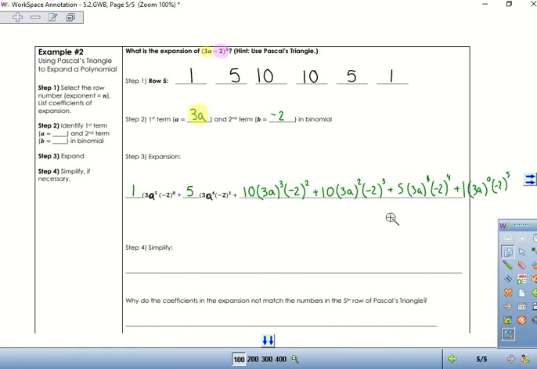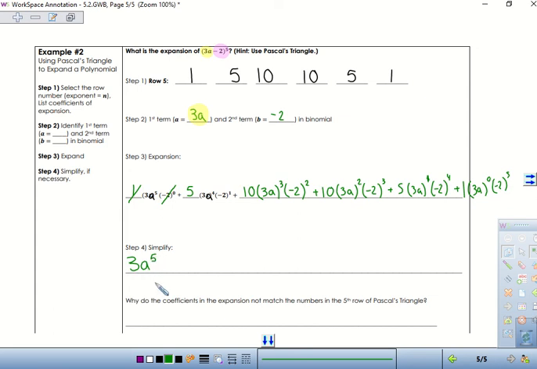So you're going to notice this one's a little bit harder to simplify. Okay, this one has a little bit more work that you need to put in to simplify. So let's talk about it. Very first one, this negative 2 to 0 is just 1. This is just 1. So our very first term is 3a to the 5th.